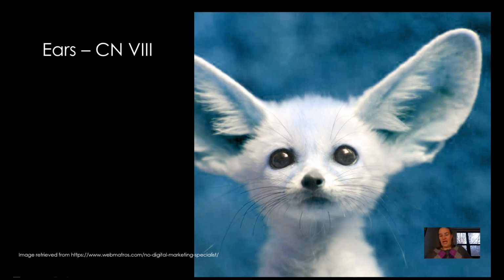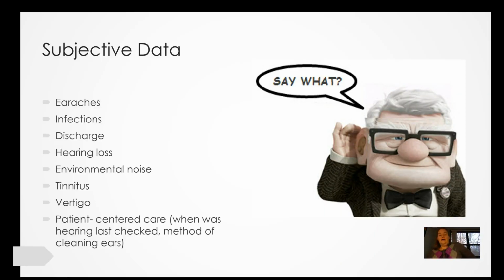Okay, so cranial nerve 8, or our ears. We ask our subjective data. Do you have any pain in your ears? Do you have recurrent infections? Is there anything leaking or oozing from your ears? Do you have any hearing loss? Okay, and again, the hearing loss that we have first is that high frequency hearing loss. When we lower the frequency, people tend to do better.